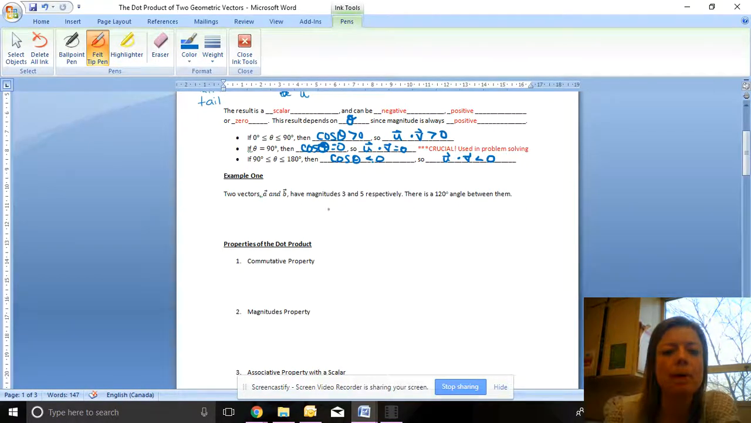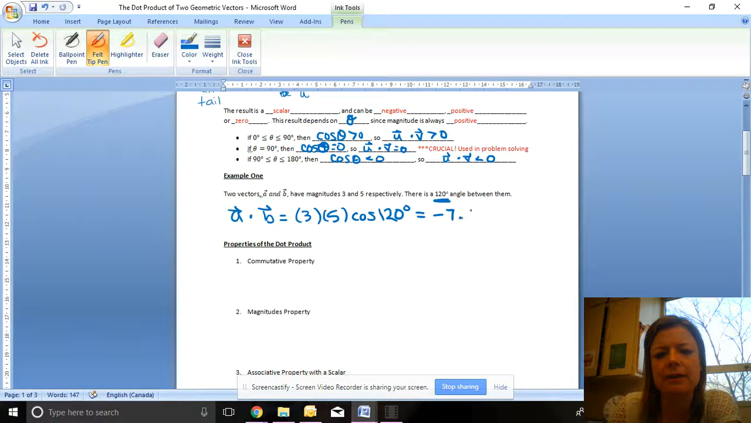Okay, so example 1: two vectors have magnitudes of 3 and 5 respectively. There's an angle of 120 degrees between them. Note that we know it will be a negative dot product because this is an obtuse angle. So we can just say A dot B is equal to 3 times 5 times cos 120 degrees. This gives us negative 7.5 as the dot product.